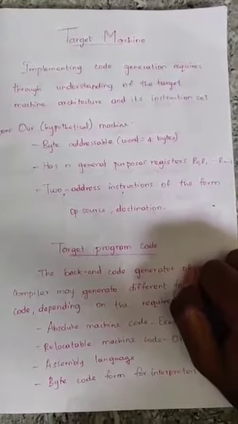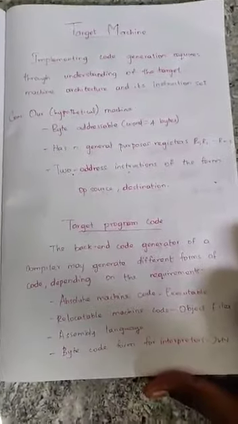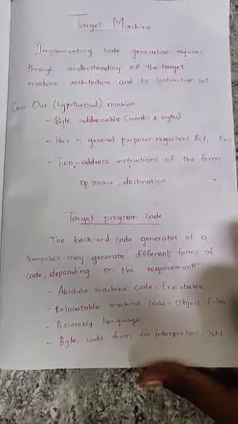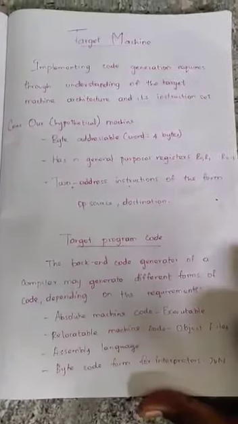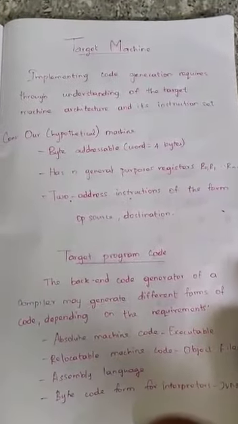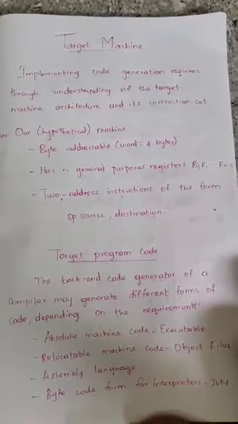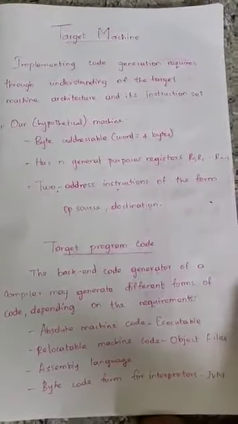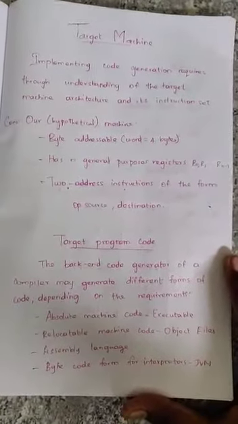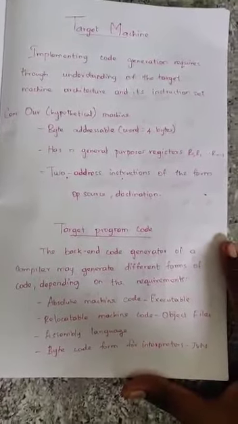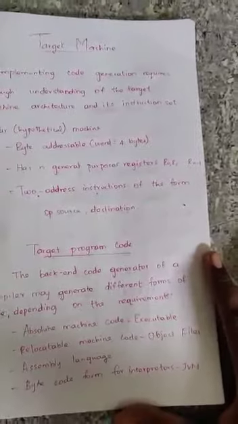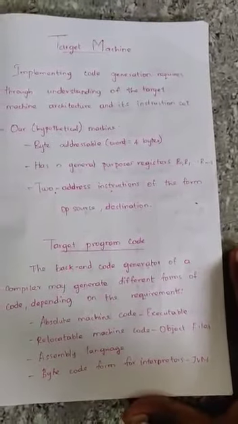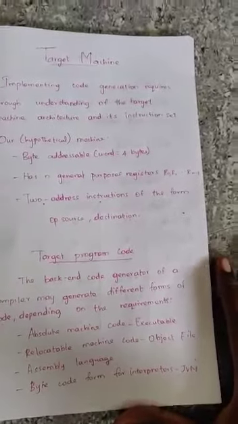The two address instructions are of the form op source, that is the operation, source, and destination of the target machine. The target program code is the back-end code generator of a compiler, which may generate different forms of code depending on the requirements, such as absolute machine code, that is the executable code, relocatable machine code, that is the object files, assembly language, and the bytecode form for interpreters, that is the JVM, the Java Virtual Machine. The source and destination of an instruction can be specified by a combination of registers and memory locations with addressing modes.